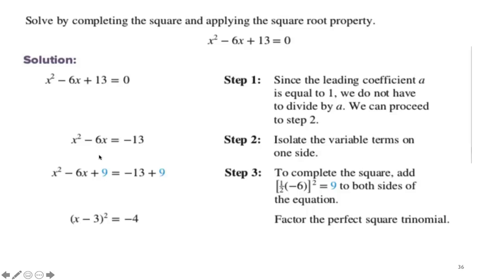Negative 3 squared is 9. So if I have a 9 here, then this will become a perfect square. In fact, this is actually this right here, (x - 3) squared. And so I need to introduce this 9 so that this becomes a perfect square.